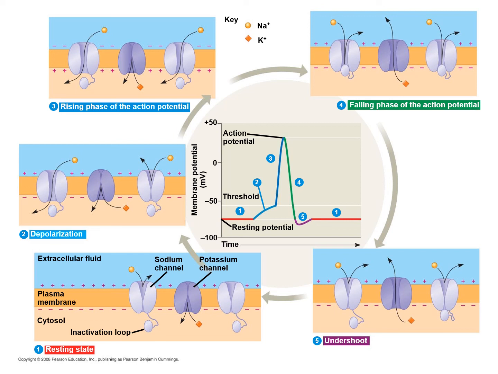Now, part 5 there, we get what's called the undershoot. We actually overshoot that -70. And the reason for that is these voltage-gated potassium channels react fairly slowly when it comes to closing. They don't close immediately, and they allow out a little more potassium than you would expect them to. So we get this undershoot before those potassium voltage-gated channels close completely. But then, of course, our sodium-potassium pump is going to bring us back to our resting potential, and it's going to establish those electrical and concentration gradients across the membrane.